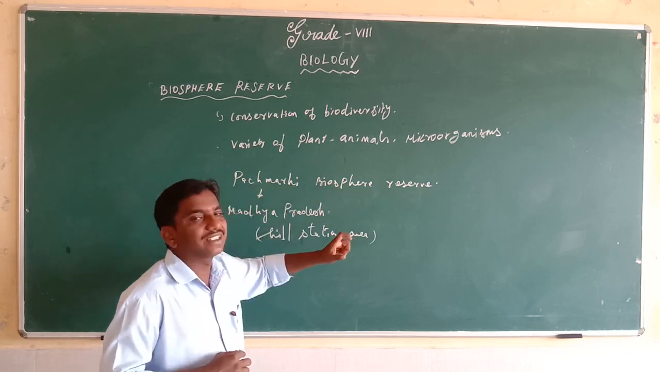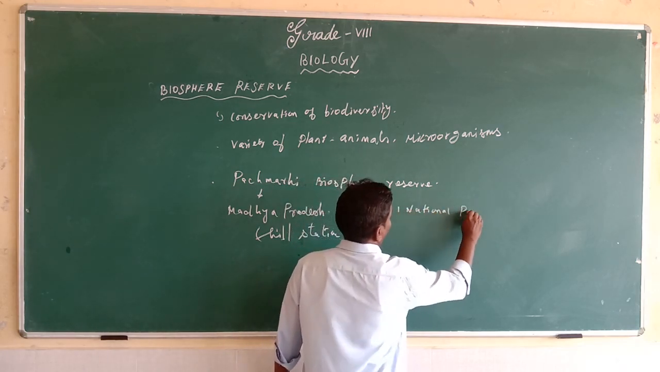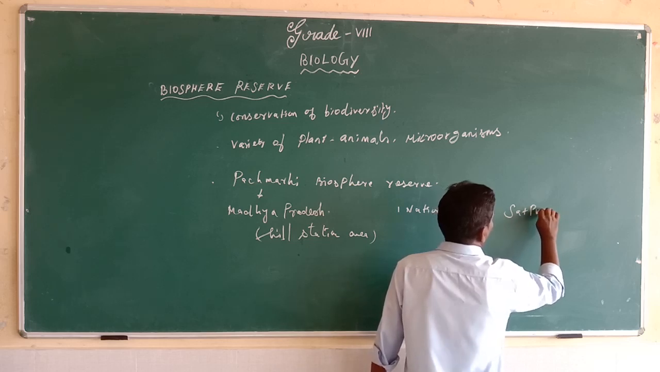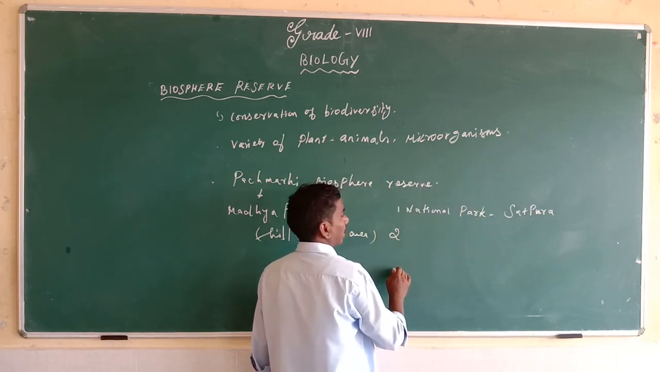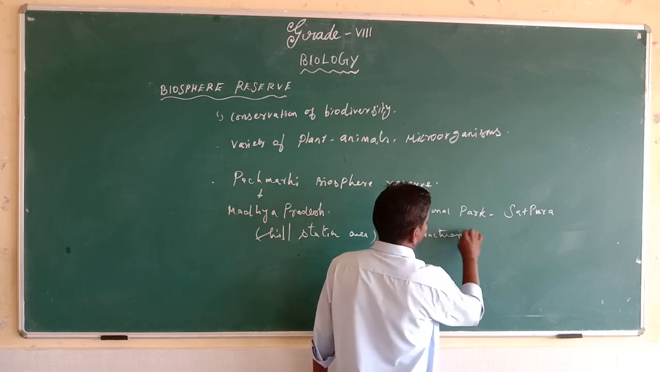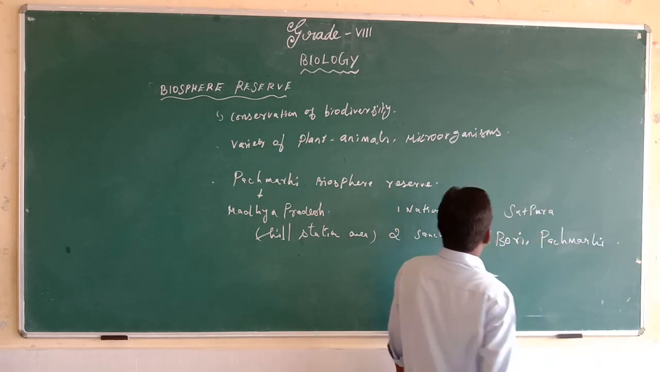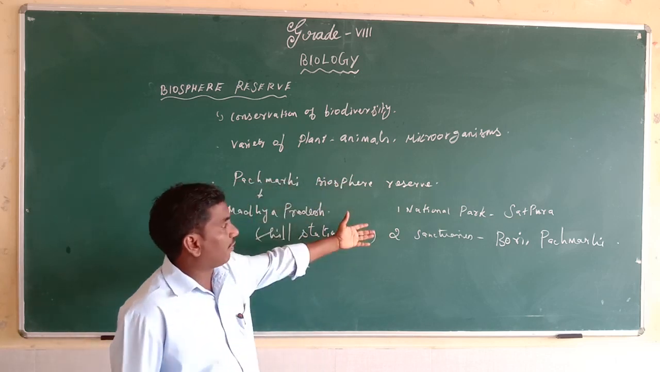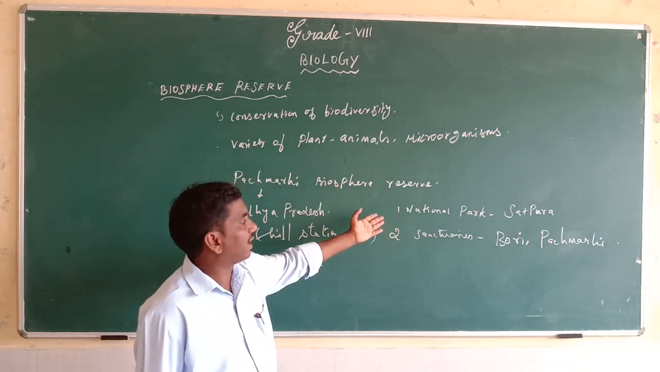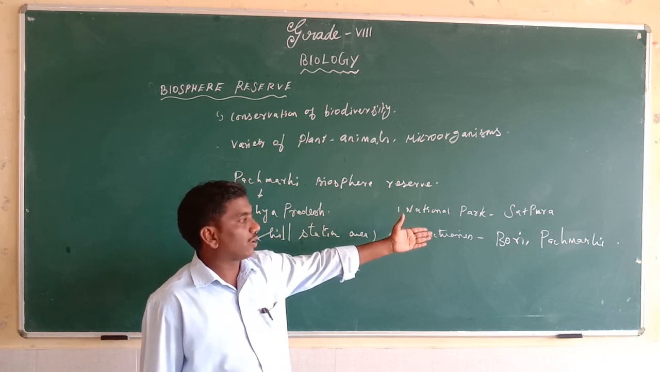The Pachmarhi biosphere reserve consists of one national park. What is the name of the national park? The Satpura National Park. And two wildlife sanctuaries. One is Bori and the other one is Pachmarhi.